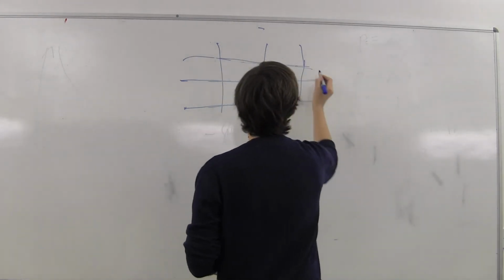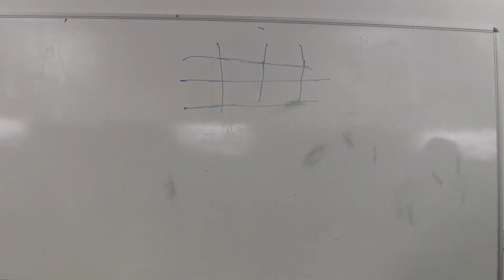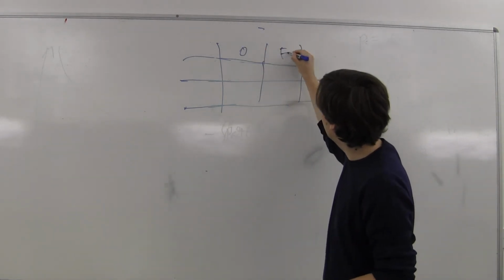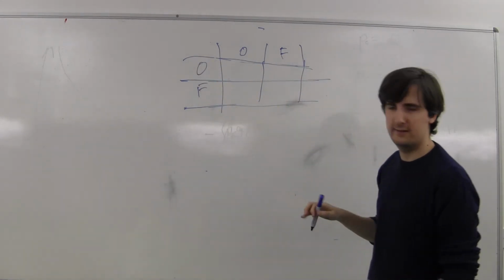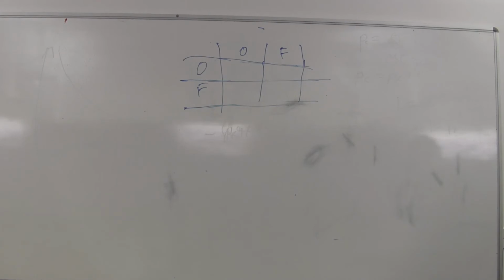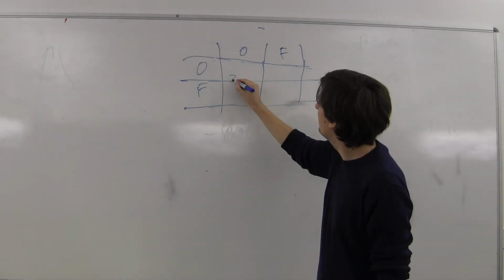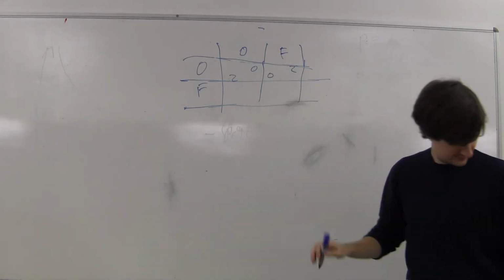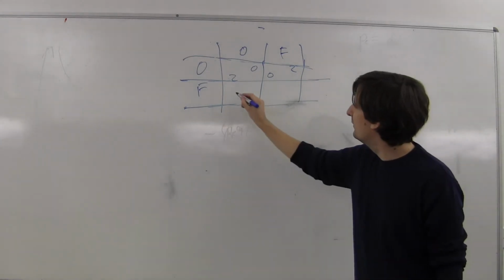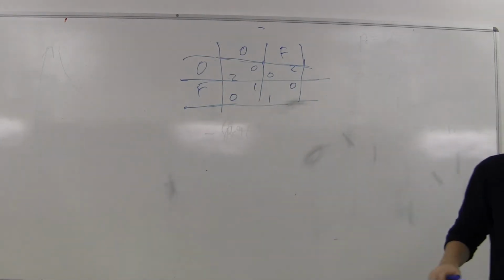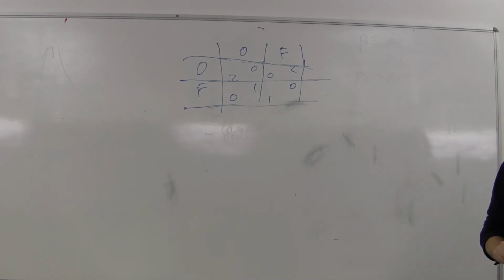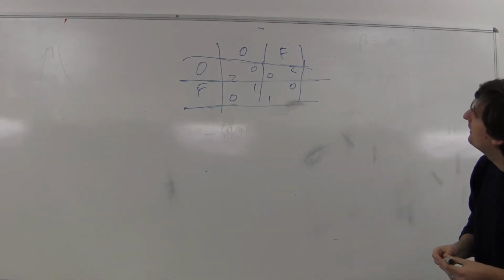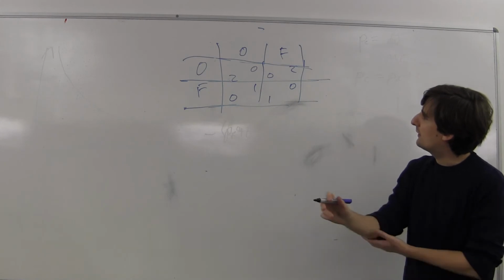So here we've got someone who has a choice between opera and football, and someone else who has a choice between opera and football. The payoffs are 2, 0, 0, 2, 0, 1, 1, 0. This is supposed to illustrate the non-existence of a Nash equilibrium in pure strategies.